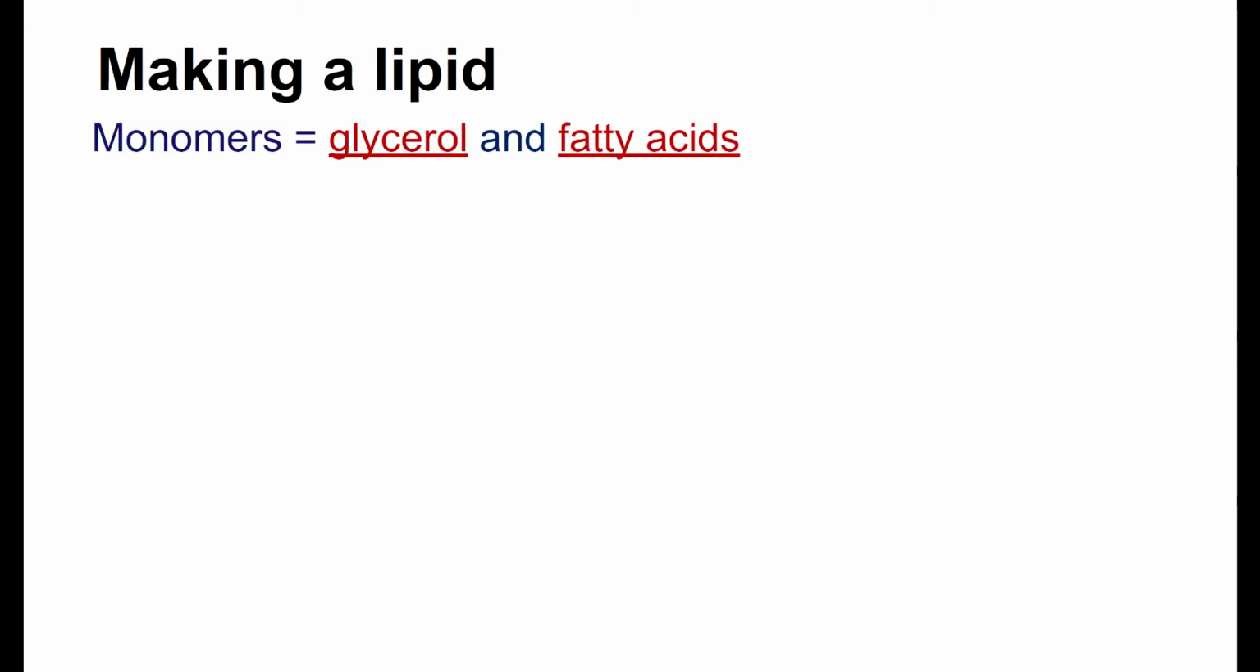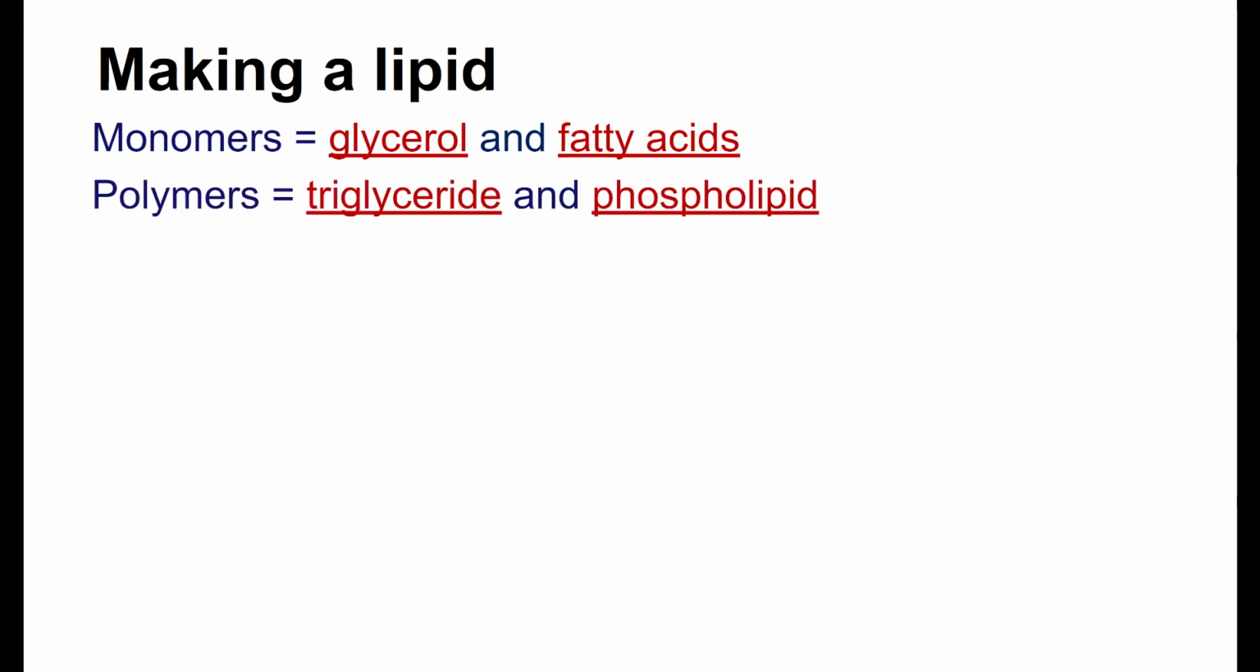Lipids, on the other hand, also have monomers and polymers, but they look very different. So the monomers for lipids, there's two of them. They're called glycerol and fatty acids. And when we put them together, there's lots of different polymers, but the ones that we're going to focus on are triglycerides and phospholipids. I know those are long names. So the tri in triglyceride, you'll see there's a reason for it. It means three. And phospholipid is because it has this phosphate section, that's the phospho part, and then lipid, of course, because it's a lipid.